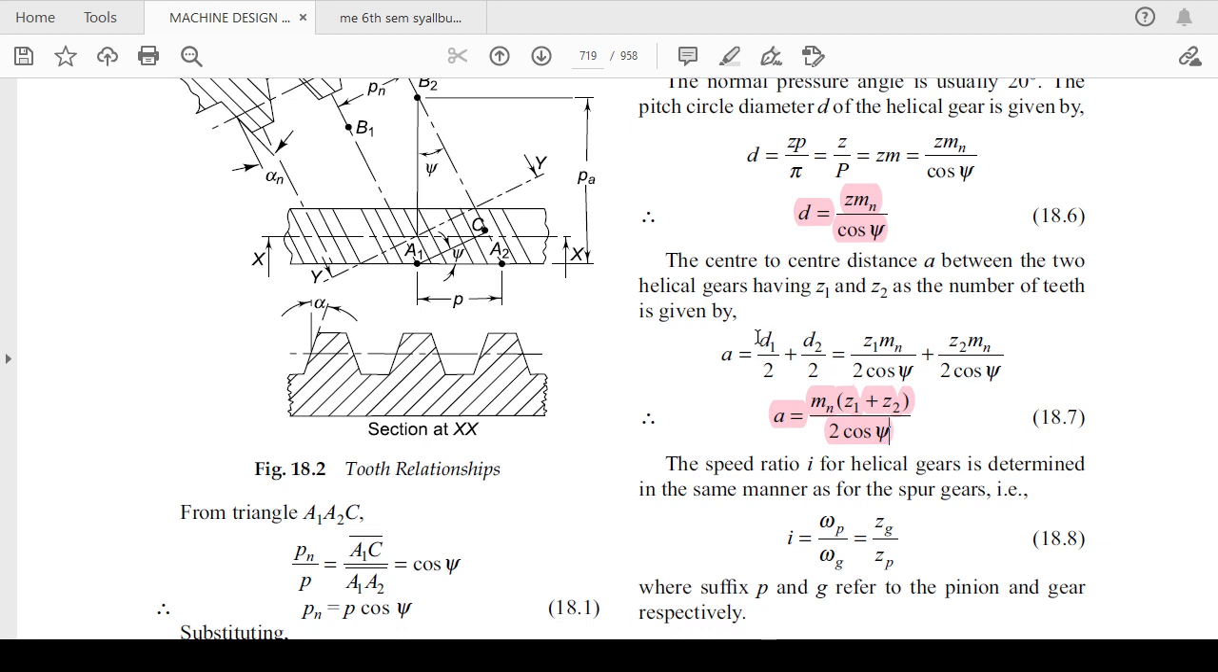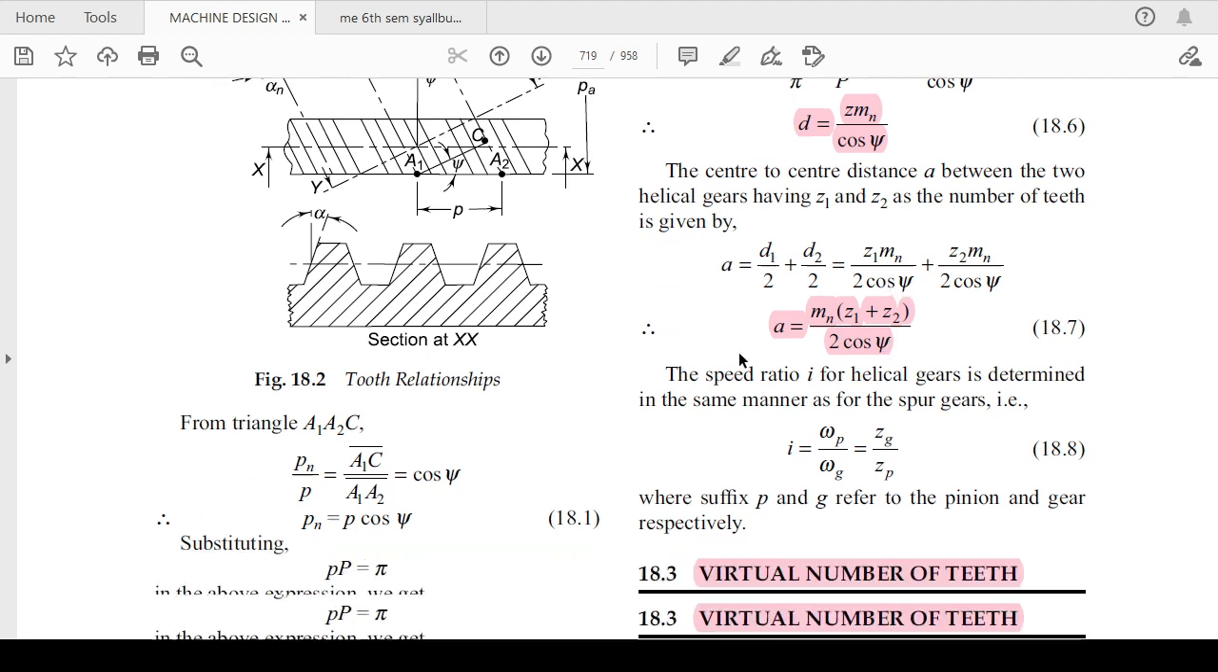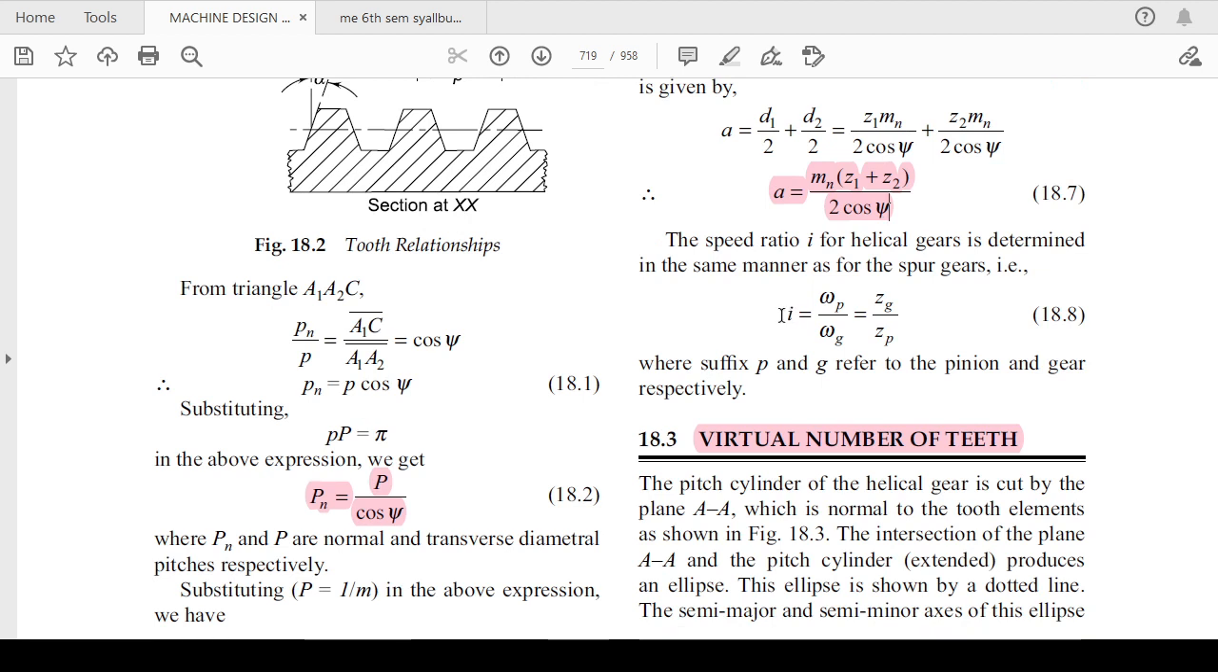Or you can say if you add these two distances, then you will get the total center distance between the helical gears. What is the speed ratio? It will be the same as omega p by omega g, that will be equal to zg by zp, where p is for pinion and g is for gear.